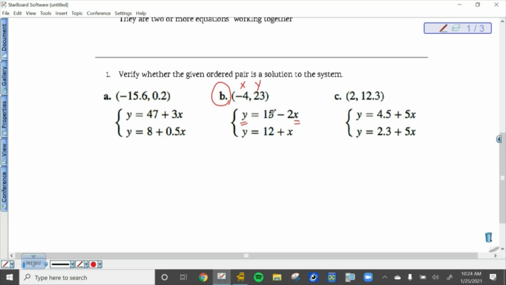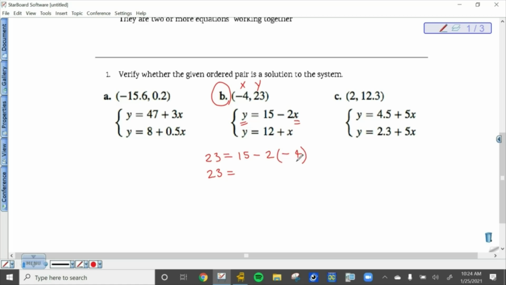So we've got y equals 15 minus 2x. My x coordinate is -4. My y coordinate is 23. So I'm going to plug in 23 for y, -4 for x. So I get 23 equals 15 minus 2 times -4. Now let's simplify. So that's just 23 on this side. All right. 15 minus 2 times -4.